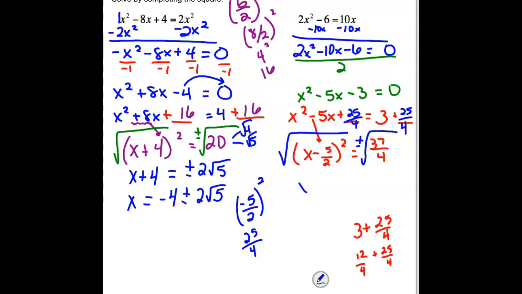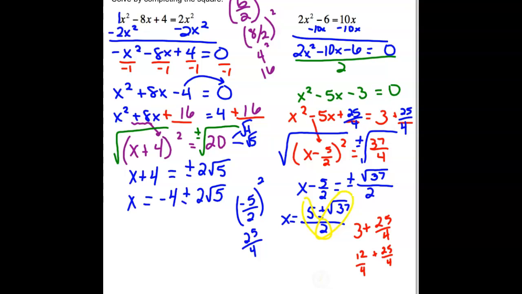The left side just cleans up into this x minus 5 halves. The right side, we get plus minus. 37 doesn't have any perfect square factors that I can pull out. So I'm going to just leave it as the square root of 37. But I can square root the 4 on the bottom to be just a 2. Then when I add the 5 halves to the other side, it comes out a little easier because we have a common denominator. So I have 5 halves plus the square root of 37 halves. Okay?